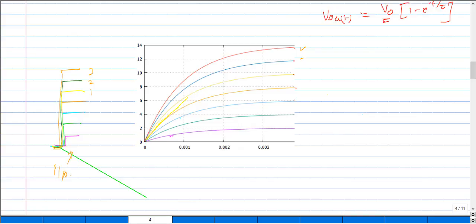Okay, let me use a different color. What I really mean is this number 1. This number 1 is not trying to follow the waveform that is generated here.